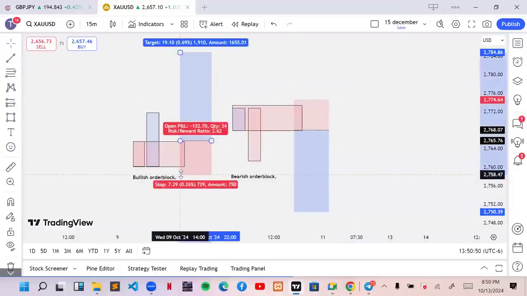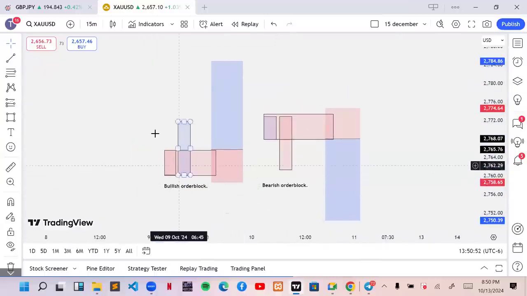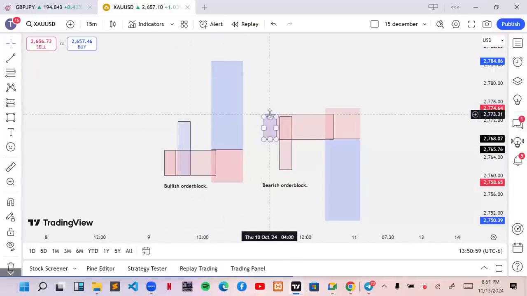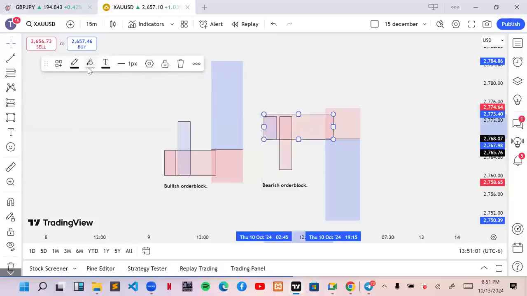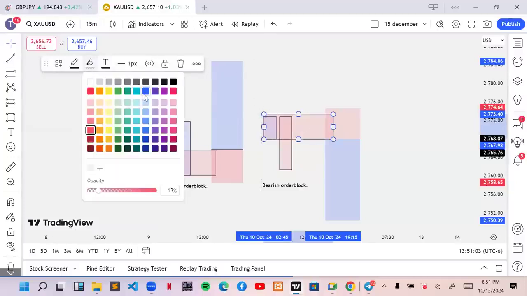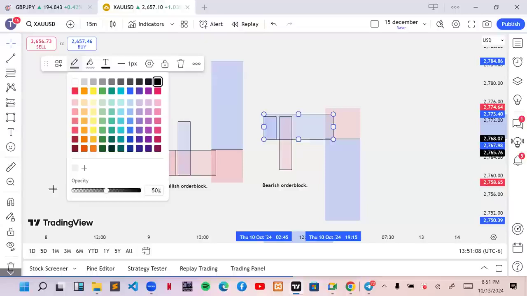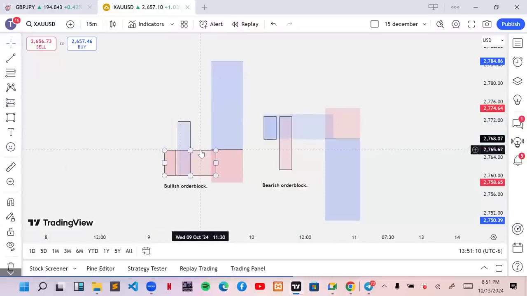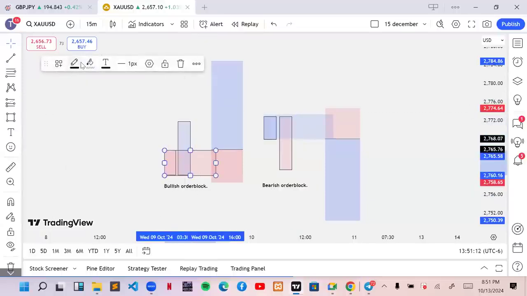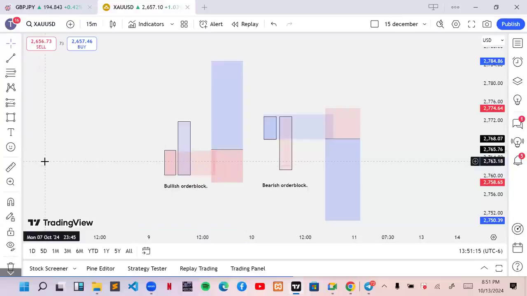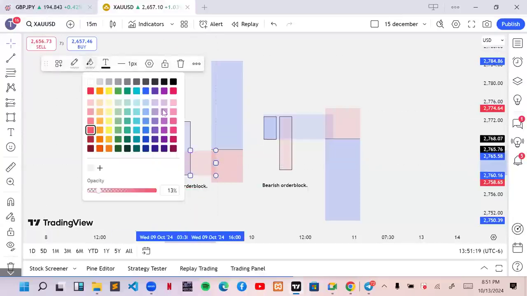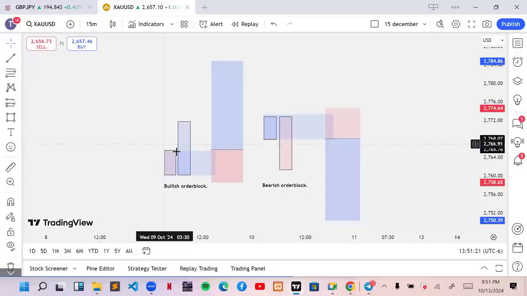So that's just it. This is how it looks. And then some people also ask, what about when there are candle wicks? How do you pick your entry when there are candle wicks? This is how you pick your entry. This is what I mean by candle wicks, when the order blocks have wicks. How do you pick your entry?